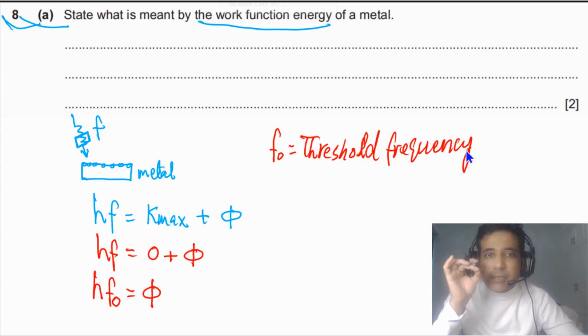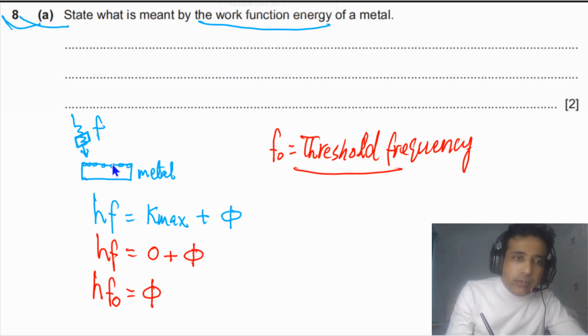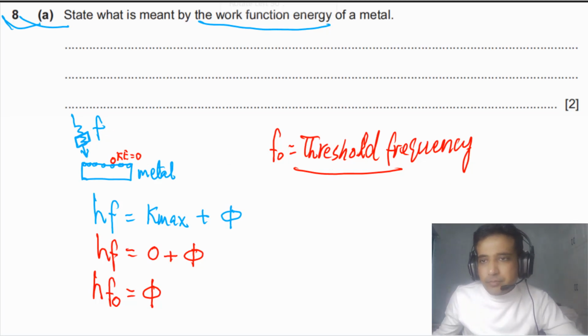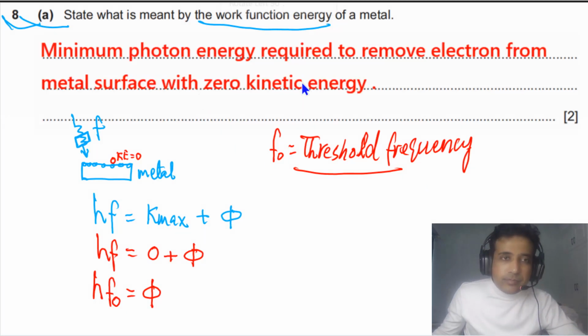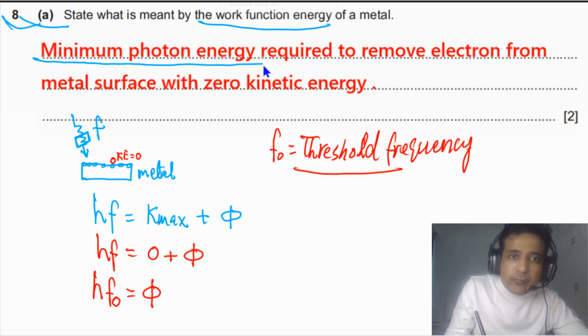In this case, when this electron is released from the metal, it will sit here, but its kinetic energy will be equal to 0. So the energy of the electromagnetic radiation is equal to the work function of the metal. If energy is greater than the work function of the metal, then the electron will have some kinetic energy. This is how you can write your answer. In the answer, you have to mention minimum, it is very important: minimum photon energy required to remove an electron from the metal surface with 0 kinetic energy.